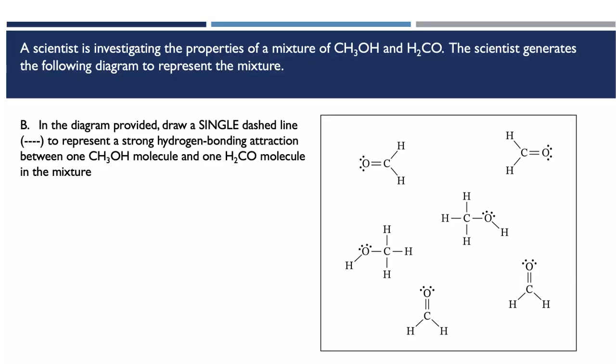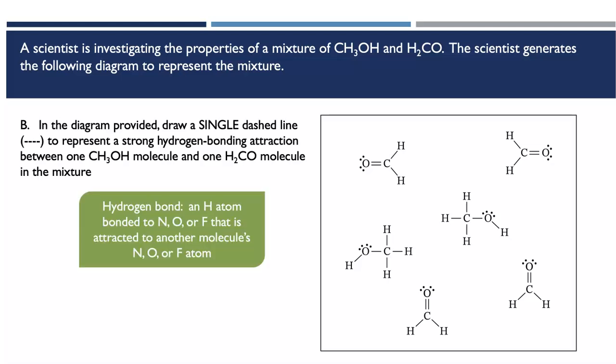Going on, in the diagram provided, draw a single dashed line to represent a strong hydrogen bonding attraction between one methanol molecule and one formaldehyde molecule in the mixture. It's really important that you know the correct definition of hydrogen bonding. A hydrogen bond involves a hydrogen atom in one molecule that is bonded to an N, O, or F in that molecule. And that hydrogen atom is attracted to another molecule's N, O, or F atom.